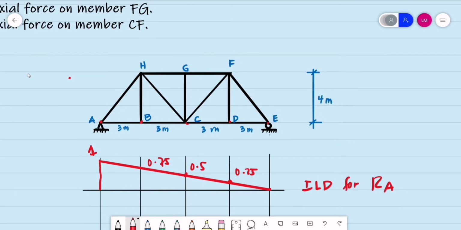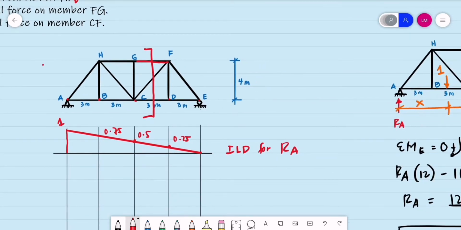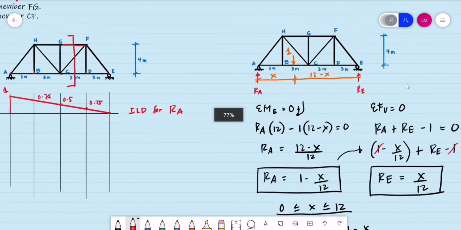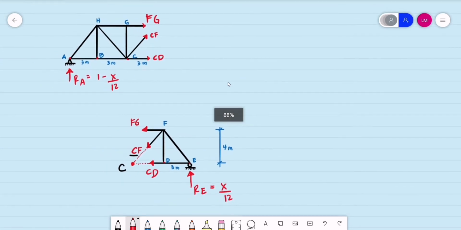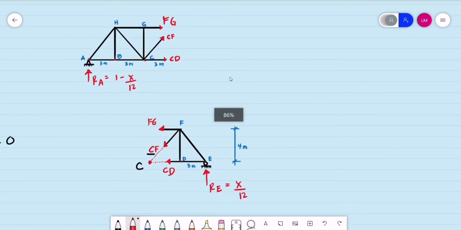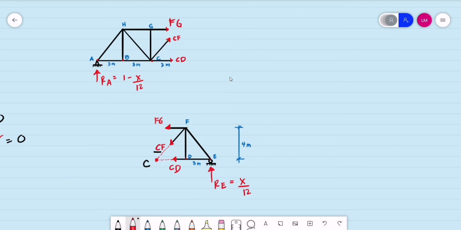As you can see for this truss, member FG is a top chord and somewhat far from the support. So we may use the method of sections. Let's say we are cutting the members FG, CF, and CD. We cut and expose, then assume that the axial force in each of the cut members is under tension. So these are the free body diagrams of the cut sections. This is the left side and this one is the right side.